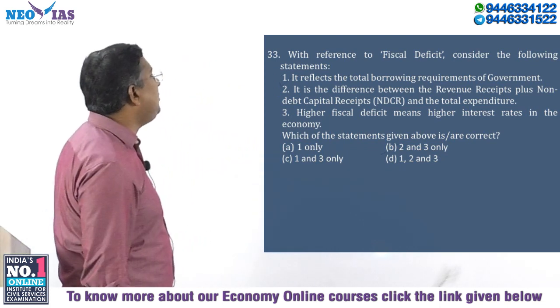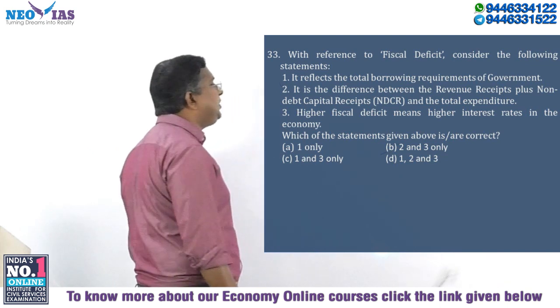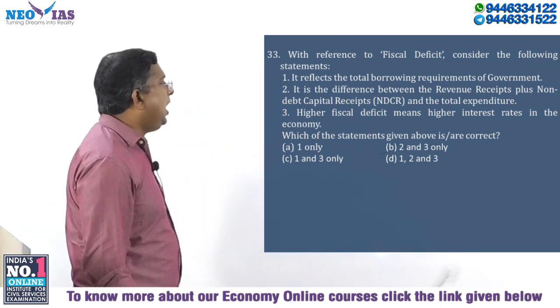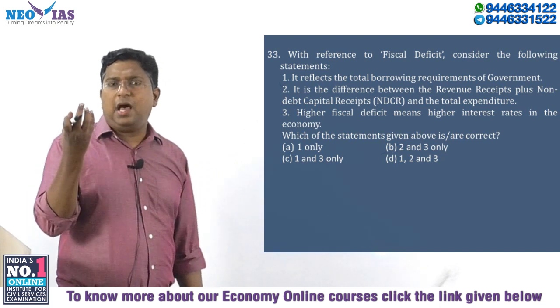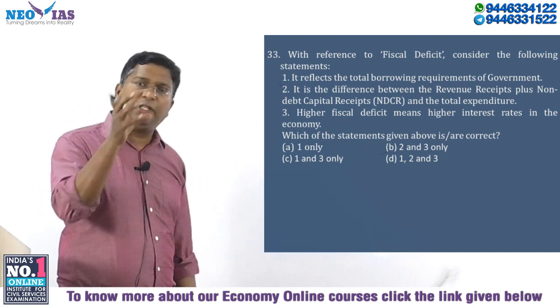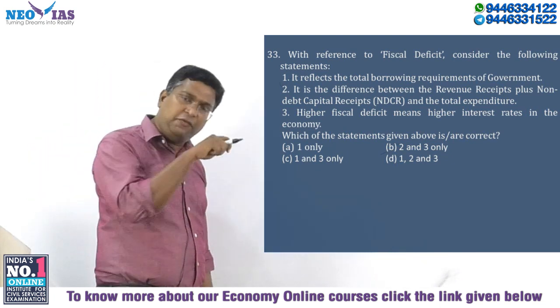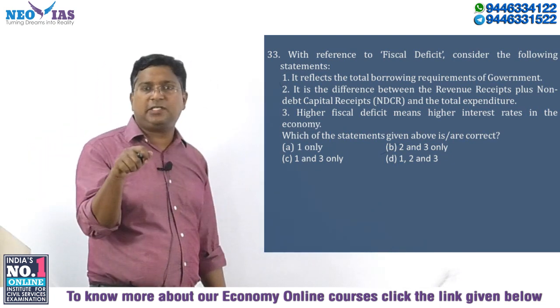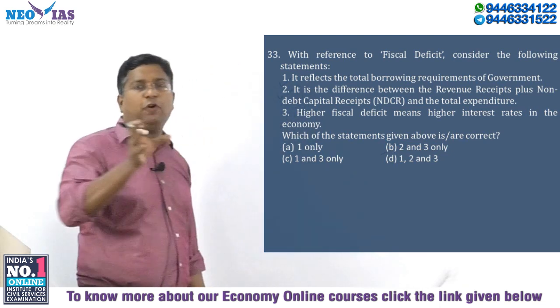It is the difference between revenue receipts plus non-debt capital receipts and the total expenditure. So in order to know the fiscal deficit, what we do is from the total expenditure, we minus revenue receipts and then we minus non-debt capital receipts. So the second statement is also correct. This is the definition, or the formula, for fiscal deficit.